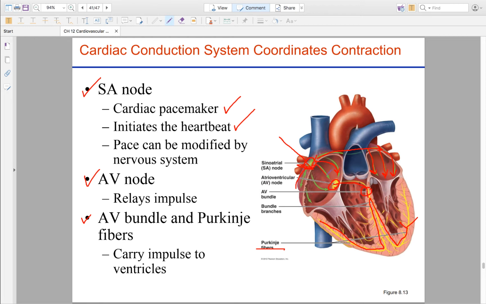Now, as the contraction signal moves from the SA node in the right atrium, it is going to stimulate the AV node. The AV node will relay the impulse down the AV bundle and around to the Purkinje fibers and carry this impulse to the ventricles and contract the muscles of the heart.